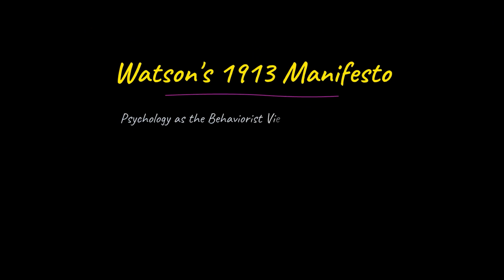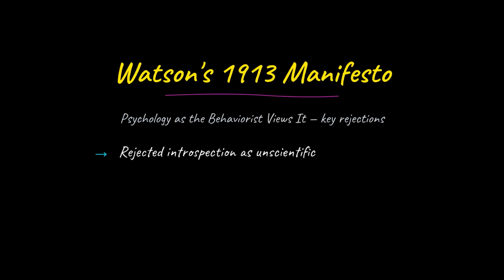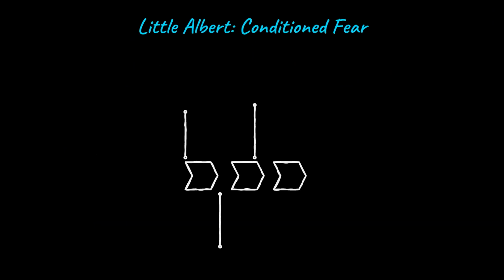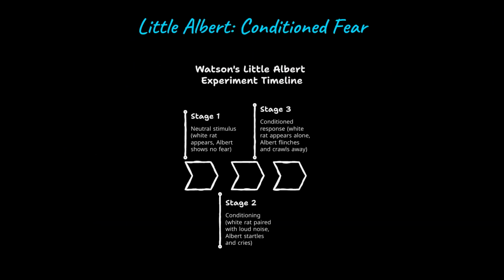Watson argued that the disagreements among introspectionists, different labs producing different catalogues of conscious elements, proved the method was broken. His solution was radical: strip psychology down to only what could be publicly observed and replicated. The Little Albert study in 1920 made the framework concrete.